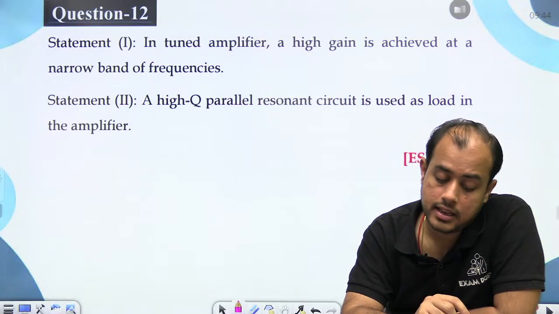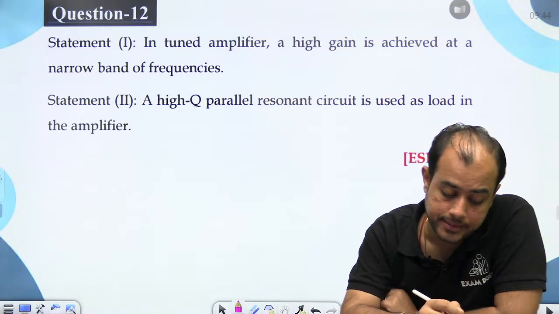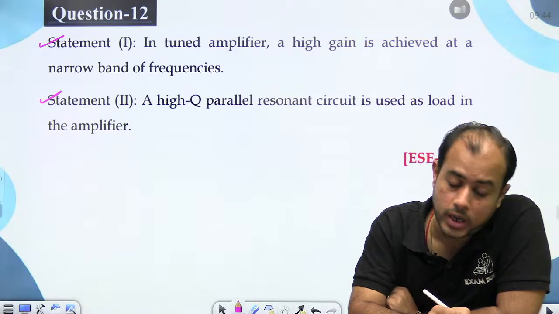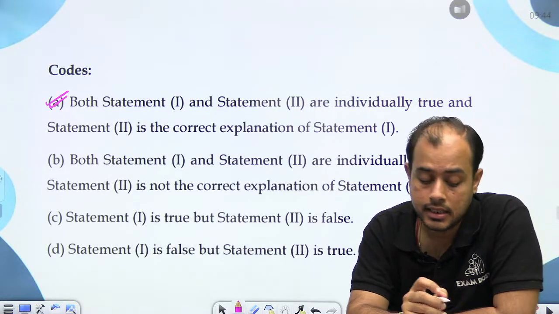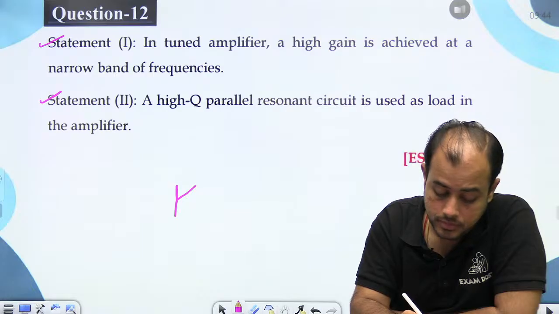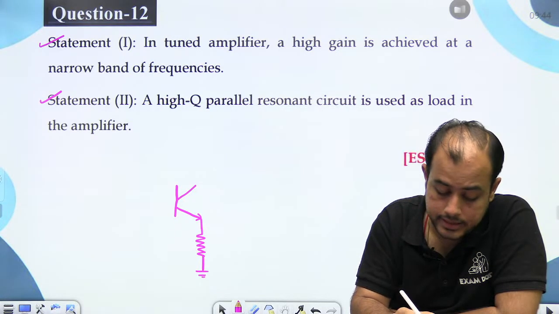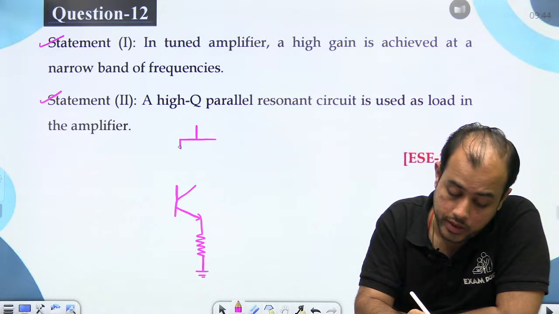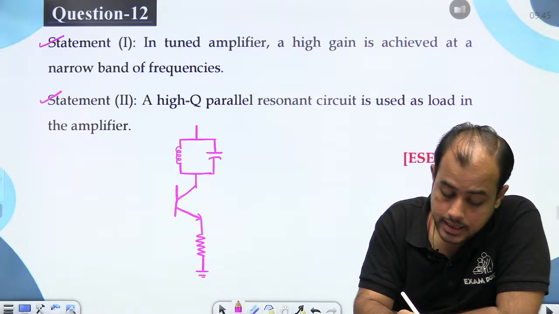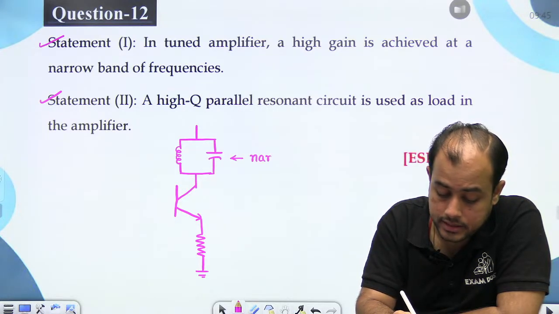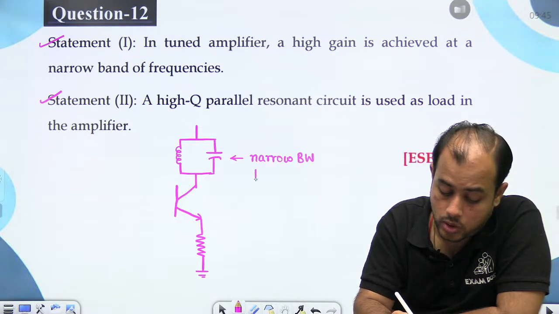ESE 2012, in a tuned amplifier, a high gain is achieved at a narrow band of frequency. Absolutely correct. So what happens in the tuned amplifier? Basically, instead of RC, you use a parallel LC circuit here. And this has a narrow bandwidth or high quality factor.